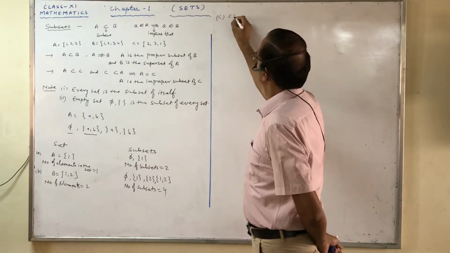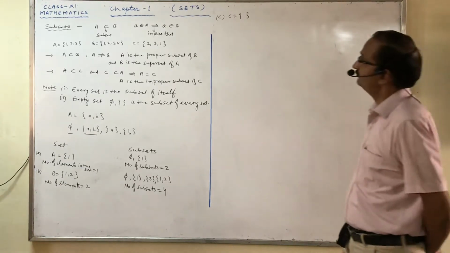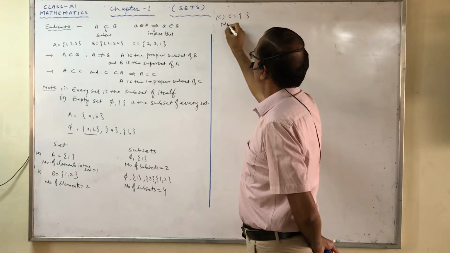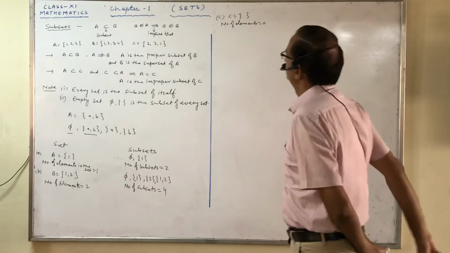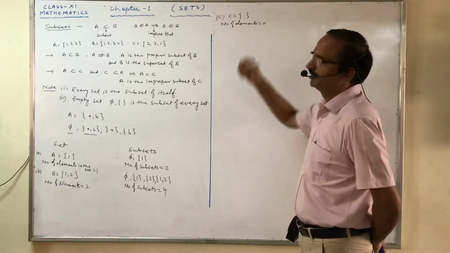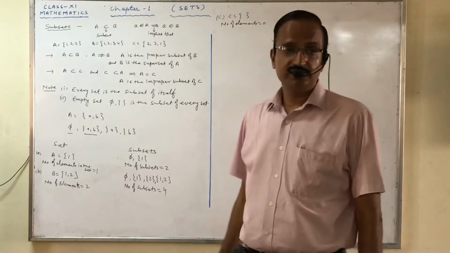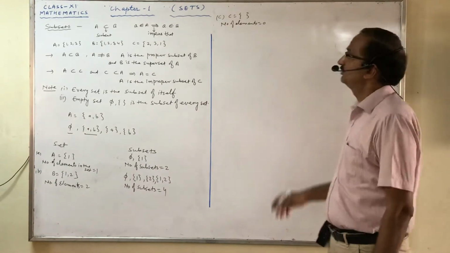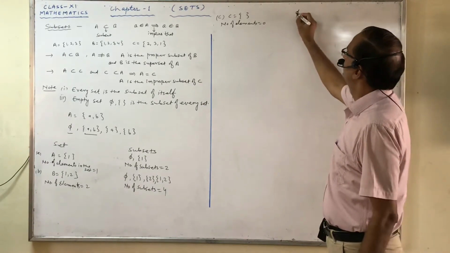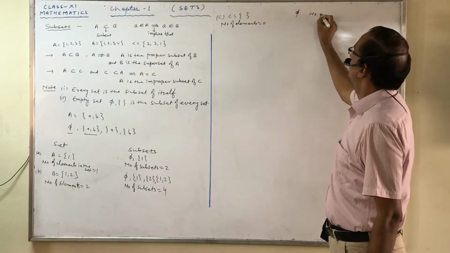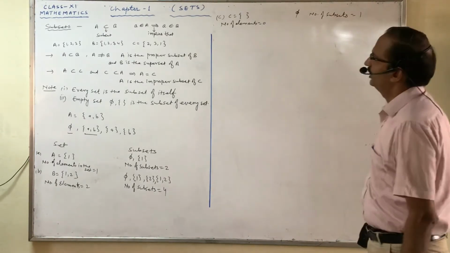Now I am considering set C having no element, meaning the empty set. Number of elements, it has 0, and number of subsets: since it is the empty set, but every set is the subset of itself, so it has only one subset, that is phi. So it means the number of subsets equals 1.